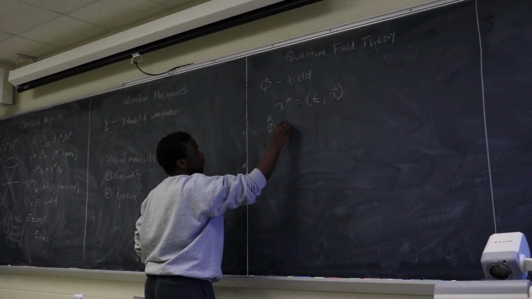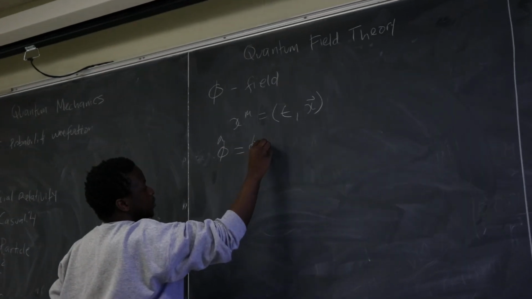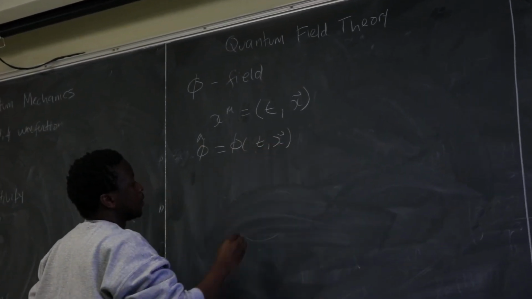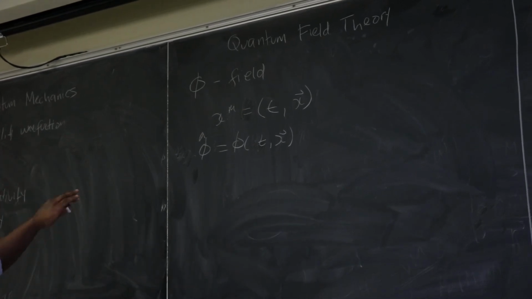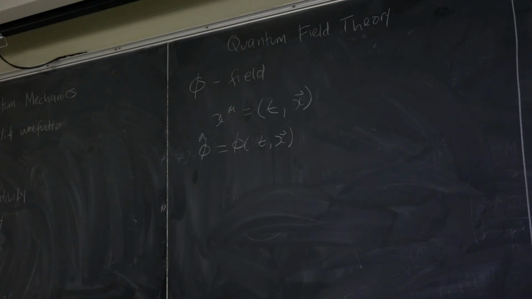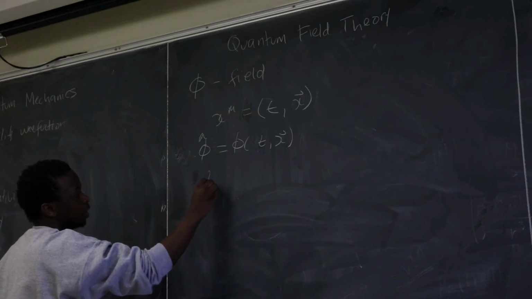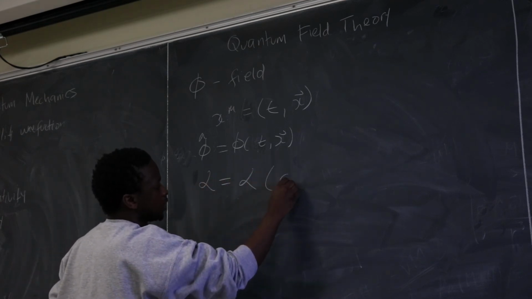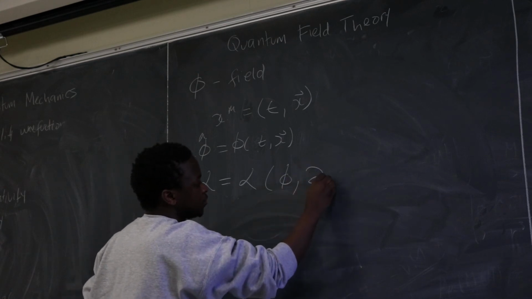So phi will depend on t and X, where X is just the three-dimensional vector. I just write X, it's convention. And as well, we can construct a Lagrangian density similar to that, whereby we have that.